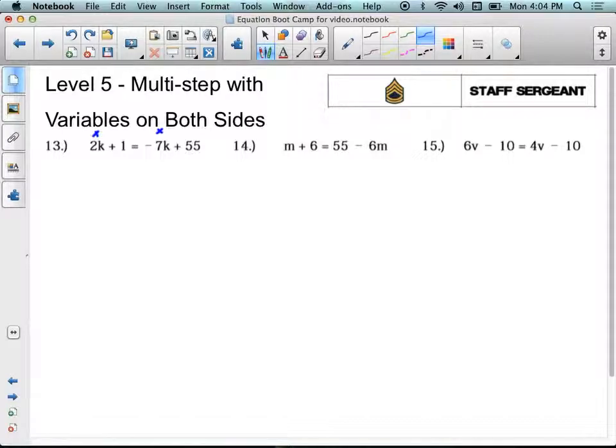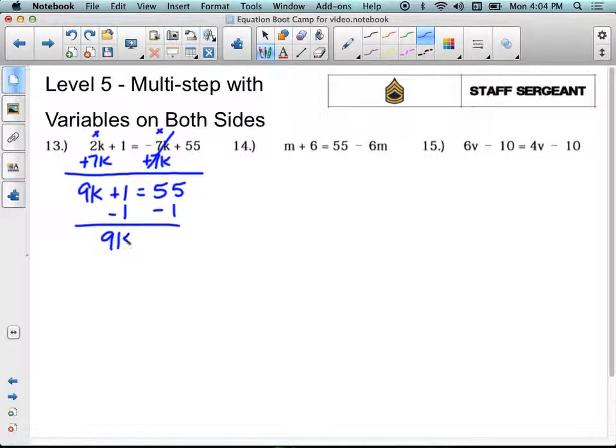So I'm going to eliminate this negative 7k by adding the opposite. I'm going to add 7k to both sides, okay? First handling the variables, and I will end up with 9k plus 1 equals 55. Now this looks like a regular old two-step equation. 9k is the variable term, plus 1 is the constant term. I'm going to eliminate that constant term by subtracting 1 from both sides. And I will get 9k equals 54.